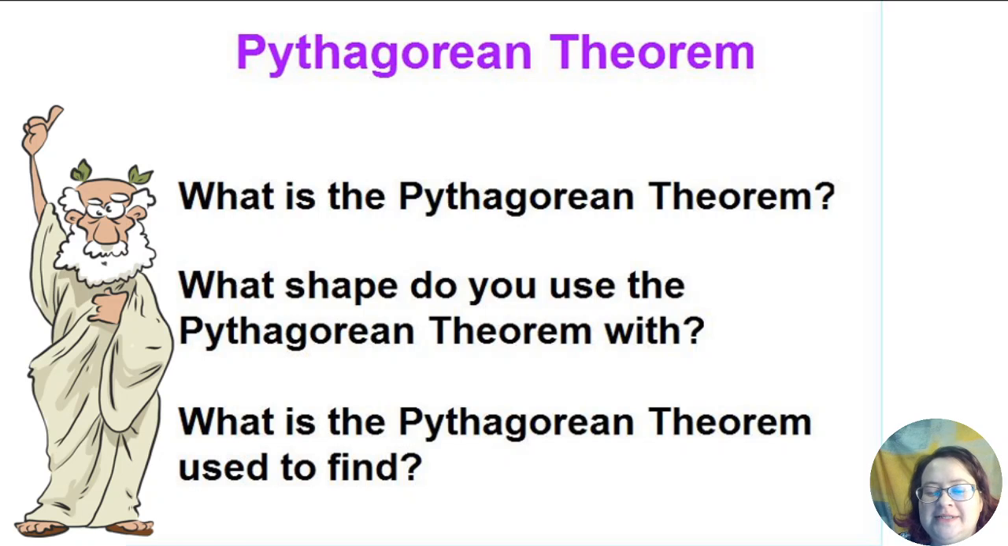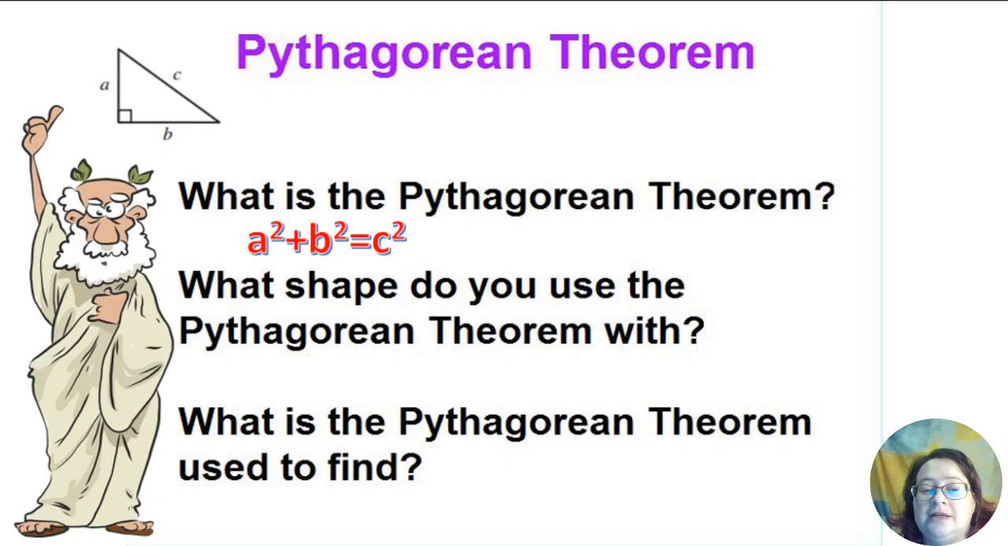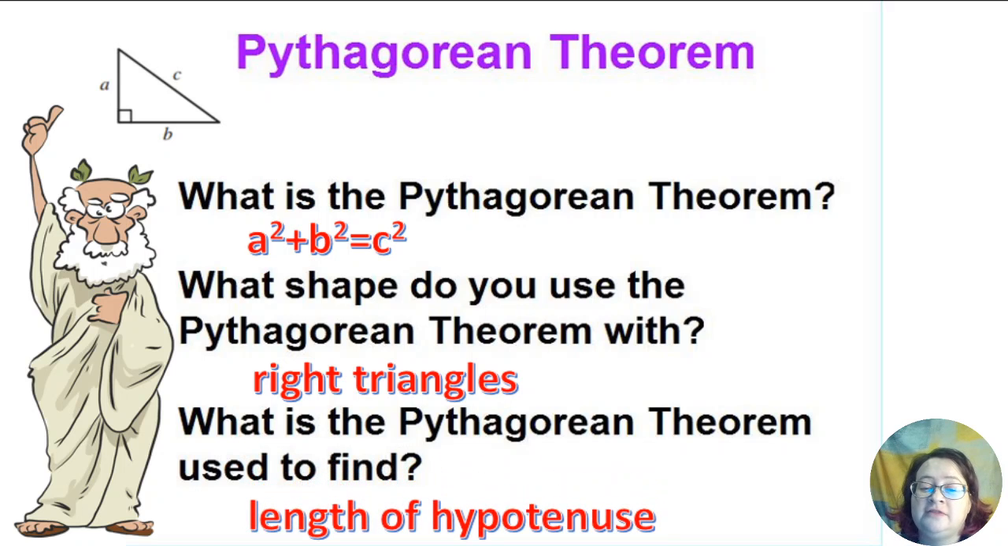Around 500 BC, an ancient mathematician named Pythagoras came up with what we call the Pythagorean Theorem, and we use that a whole lot in geometry. The Pythagorean Theorem states that a squared plus b squared equals c squared for this particular shape right here, which happens to be a right triangle. The Pythagorean Theorem can be used to find the length of the hypotenuse of that right triangle.